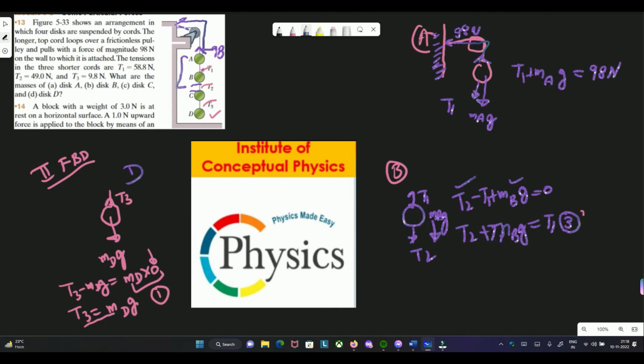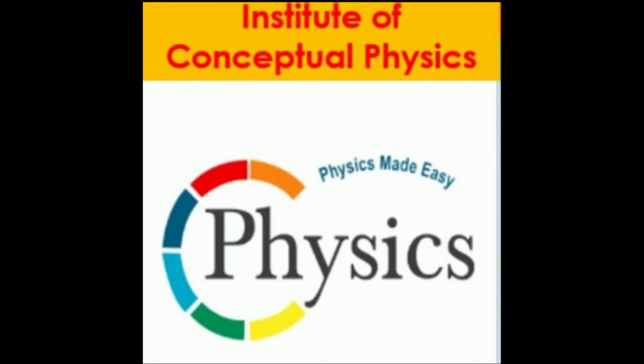T1 is given to be 58.8. So 98 minus 58.8, so mA will also come to be 4 kgs. So this is the way we solve all the 4 equations. Each equation will give you the mass. And the basic concept that was used, I hope it is clear in your mind, was about how the tension in the string behaves at the 2 corners. That's most important for you to understand, right?